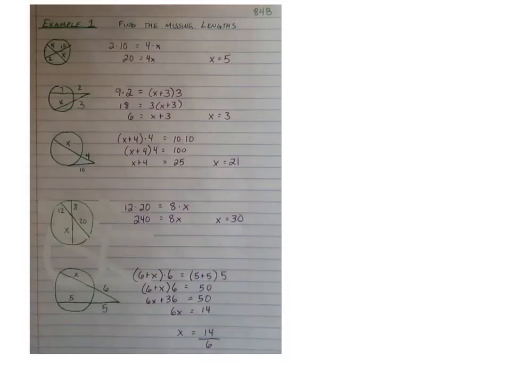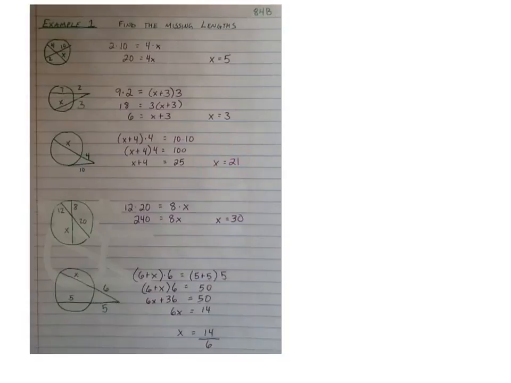In the second one, we have two secants, so 9, which is the whole, times the outside, which is 2, is equal to x plus 3 times 3, and we find that x is equal to 3. In the next one, we have the whole x plus 4 times the outside of 4 is equal to the whole of 10 times the outside of 10. And we solve that out to find that x is equal to 21.